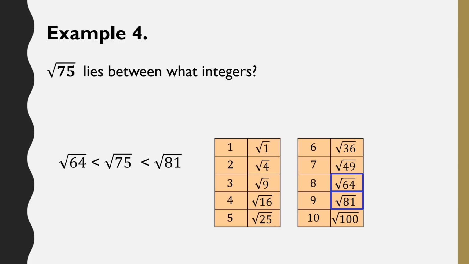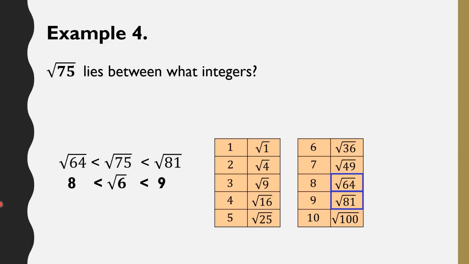So, isusulat natin ang paganito. Square root of 64 less than square root of 75 less than square root of 81. But the proper way on reading this is square root of 75 is less than square root of 81 but greater than square root of 64. Ibig sabihin, ang value ng square root of 75 ay mas mababa sa value ng square root of 81 pero mas mataas sa value ng square root of 64.